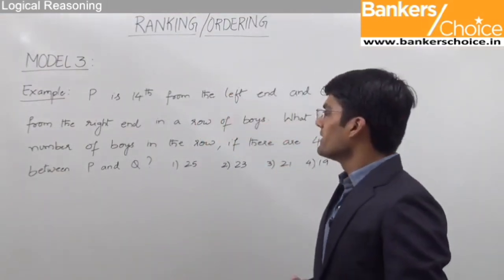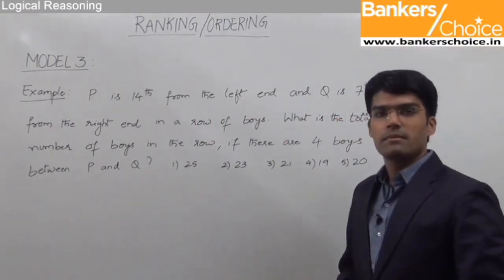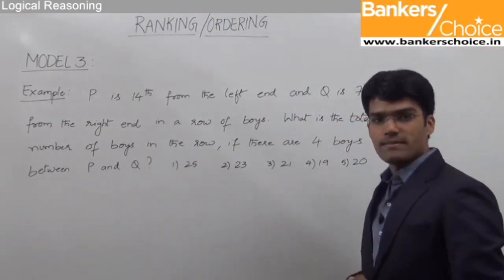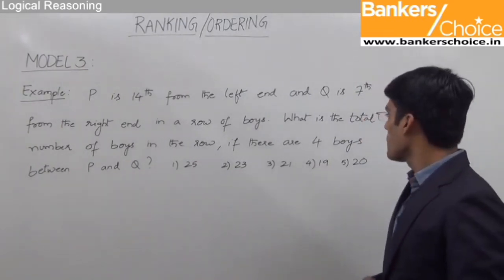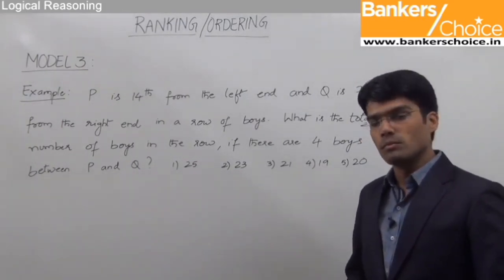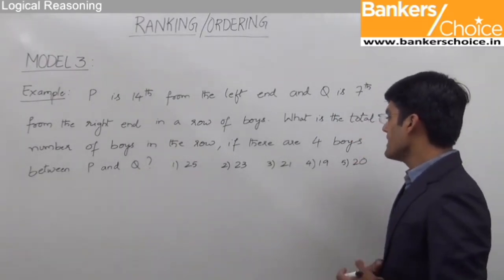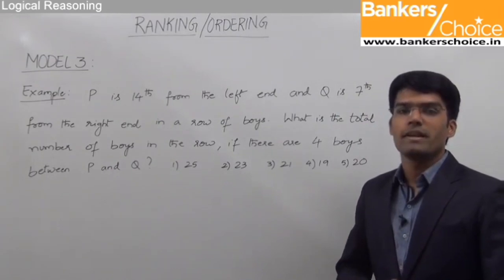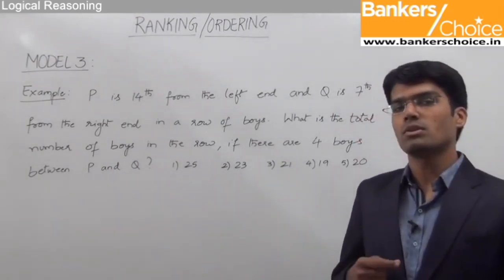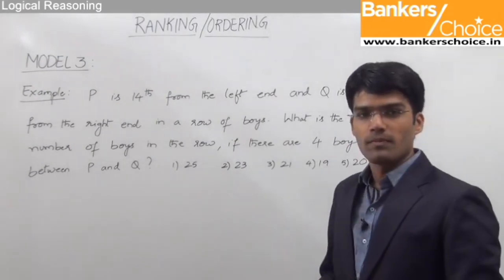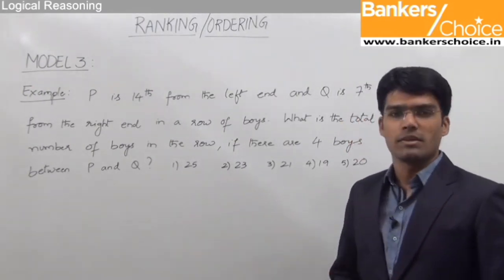The given question here is, P is 14th from the left end and Q is 7th from the right end in a row of boys. What is the total number of boys in the row if there are 4 boys between P and Q? And the given options are 25, 23, 21, 19 and 20. So as you can see, we are supposed to find out the total number of persons in this row, and the positions of P and Q from the left end and right end are given to us.